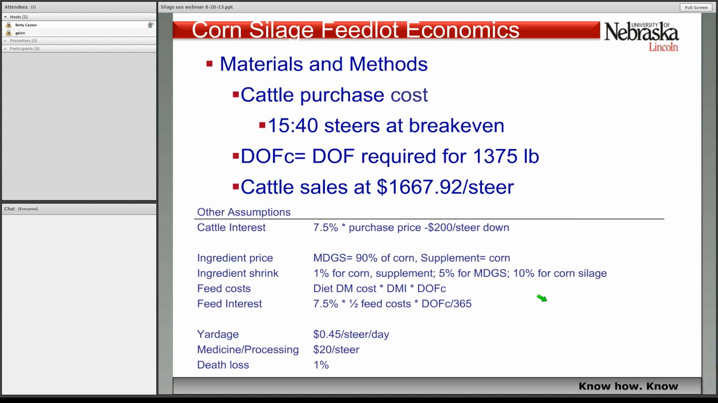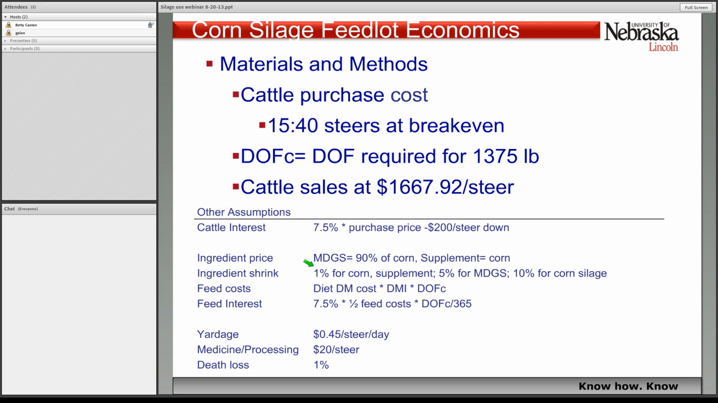So lastly, then, I want to discuss some of the economics, and I think it's important for you to know what we did when we did that analysis. We did basically a budget on the cattle. So these are some of the assumptions we use. The days on feed, we increased the days on feed for the cattle fed higher levels of silage because gain dropped off. So we got them all to an equal final weight of 1,375 pounds. Again, that's carcass adjusted final weight. And we use a set of prices on incoming and outgoing cattle.